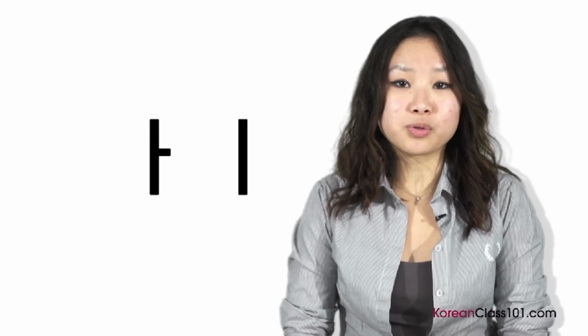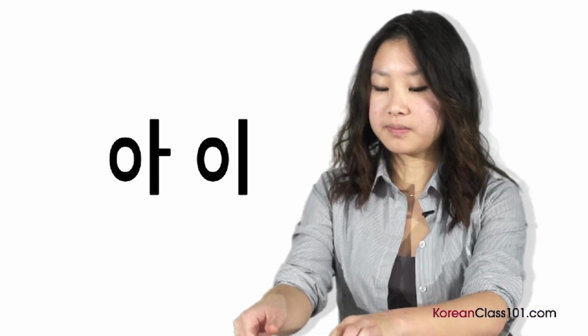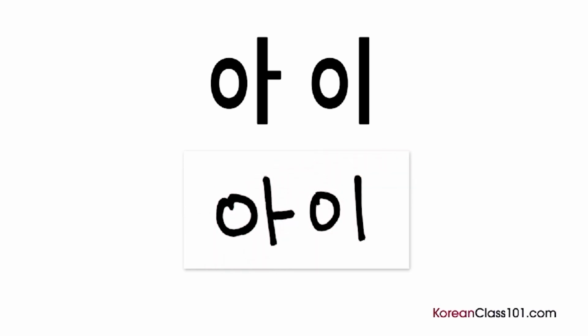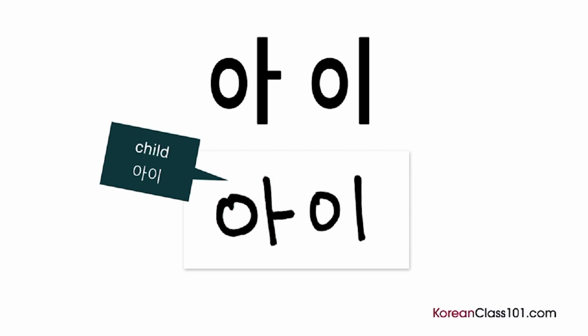Pop quiz! With what you know so far, try to figure out how to write this Korean word. A-I. Once more, A-I. This is the character you just learned, followed by the first character you learned today. Remember what we learned about the placeholders? You need to put the placeholder circles next to each vowel sound when they stand on their own. And that's how you write I, which is the Korean word for child. I. Are you starting to get the hang of it?